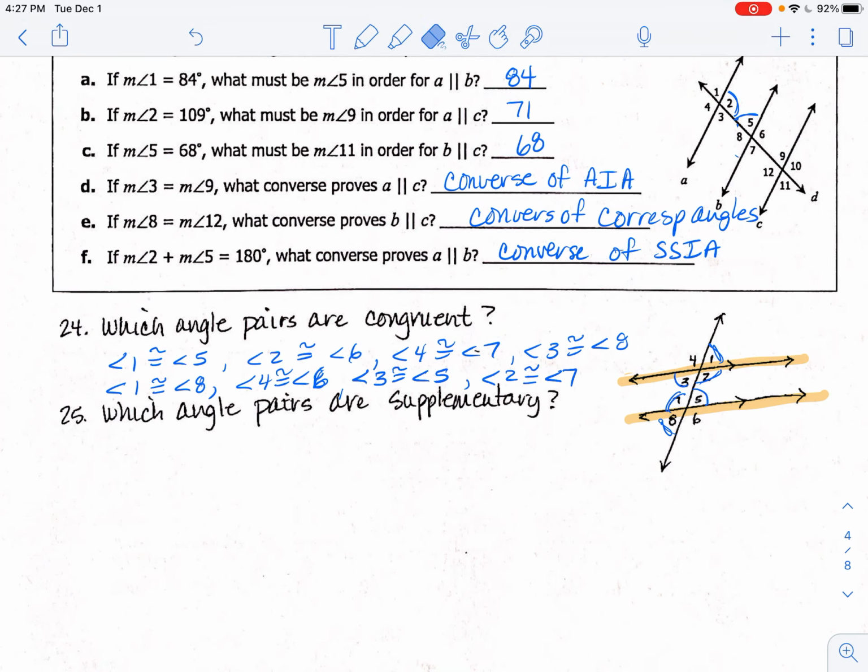Okay, which angle pairs are supplementary? Supplementary means they add to 180. And we know supplementary starts with an S, same side starts with an S. So angle 1 and angle 6 are supplementary. Those would be same side exterior angles. Angle 4 and angle 8. Angle 2 and angle 5, those would be same side interior. And angles 3 and angle 7, also same side interior.